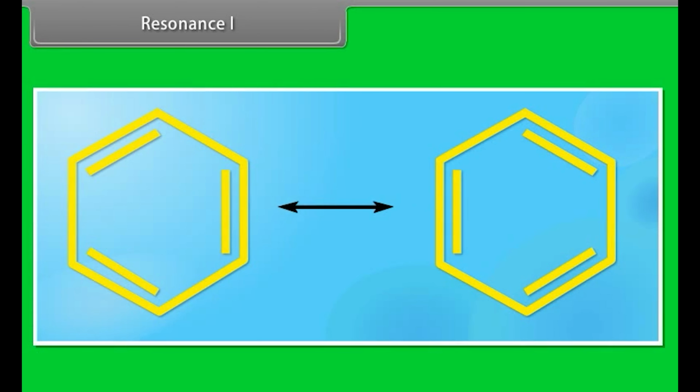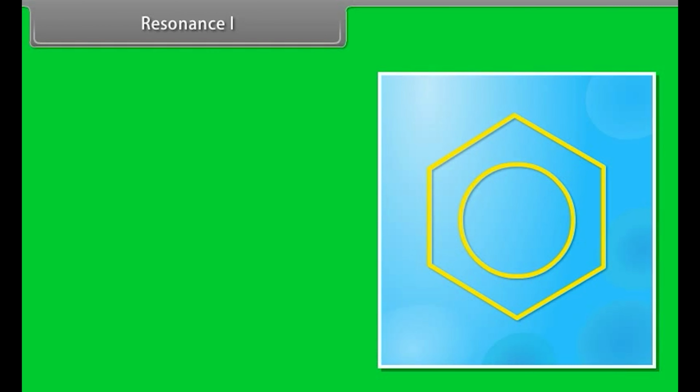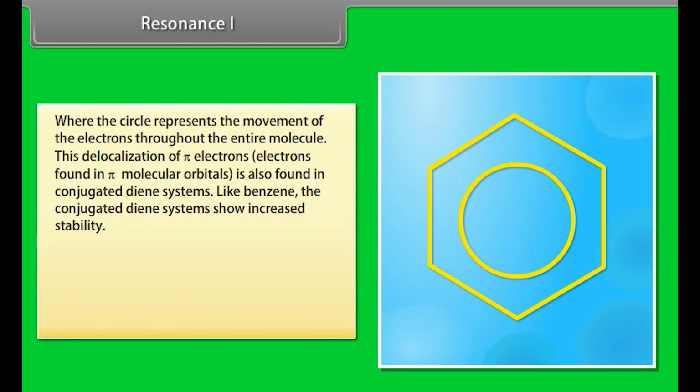The two Kekulé structures that can be drawn for the benzene molecule are actually two resonance structures. The hybrid of these structures would be drawn like this, where the circle represents the movement of the electrons throughout the entire molecule. This delocalization of pi electrons, found in pi molecular orbitals, is also found in conjugated diene systems. Like benzene, the conjugated diene systems show increased stability.